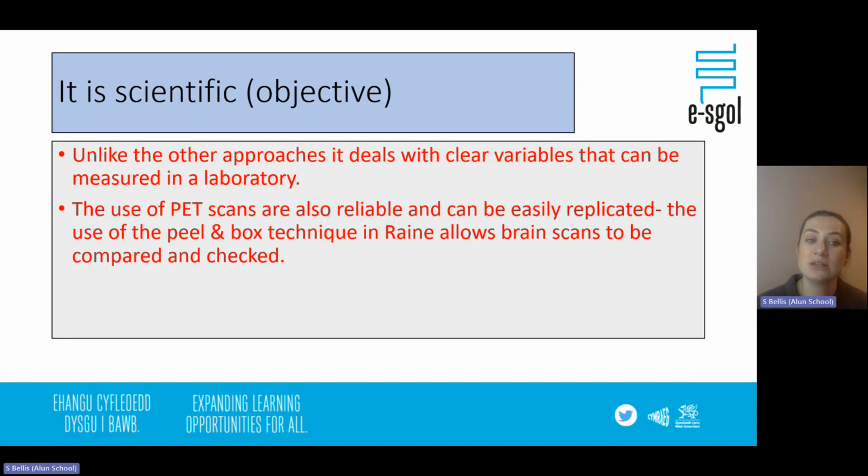We know that Raine's study uses PET scans, and PET scans are really reliable. They can be really easily replicated. And he used a peel and box technique. He got 10 horizontal slices of the brain, and that really allowed us to see inside the brain, and we could compare elements of the brain between the different participants, and things can be compared and checked, which really increases the reliability of the research because it is so scientific. So that is your first strength.